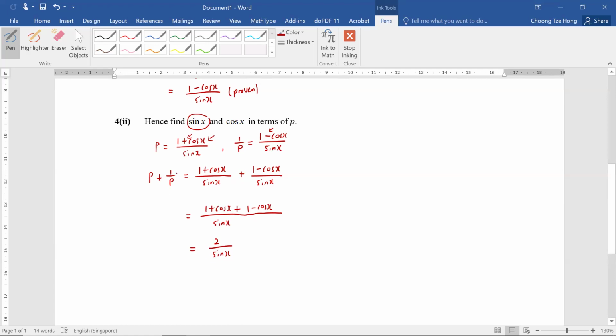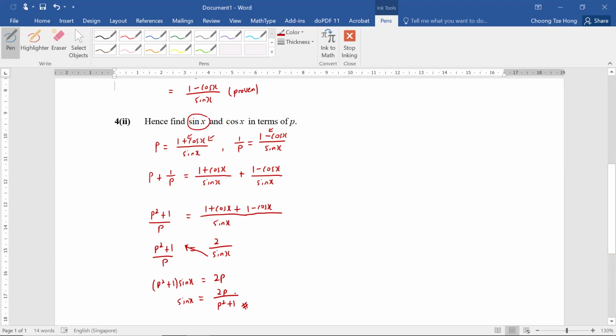Then at the same time over here, we can combine the p plus 1 over p together, and we'll get p squared plus 1 over p. So now all we need to do is cross multiply, just bring the sine x up. We get p squared plus 1 times sine x equals 2p. Then we divide the p squared plus 1 down, and we will be able to find sine x in terms of p. So sine x is equal to 2p over p squared plus 1. This will be the answer for sine x.